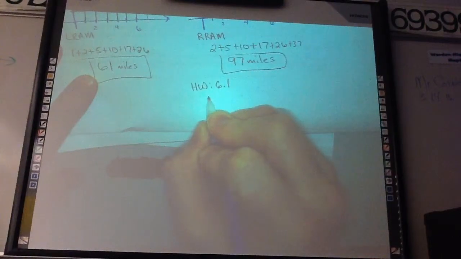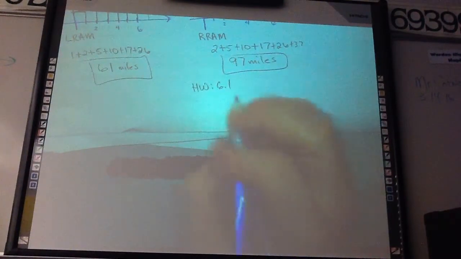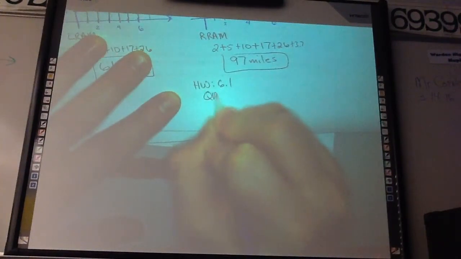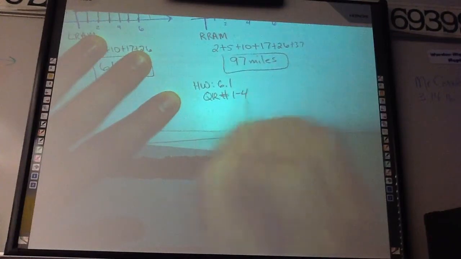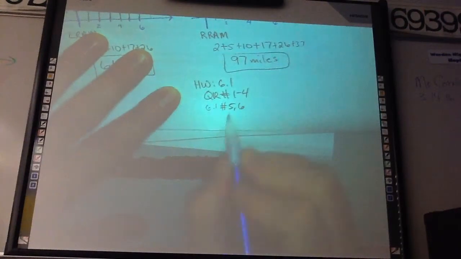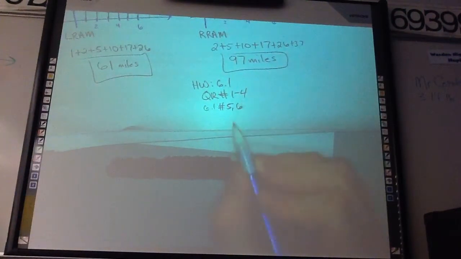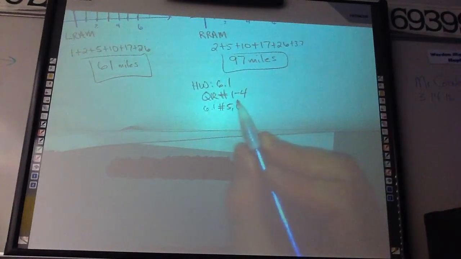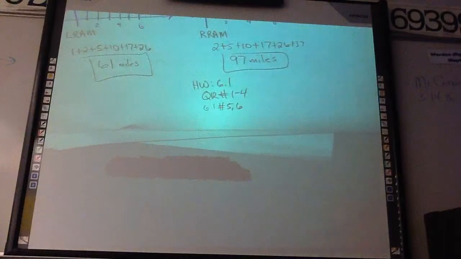6.1. Quick review, numbers 1 through 4, and regular 6.1, numbers 5 and 6. So don't be confused here, it's not 1 through 6. It's quick review 1 through 4, then go to the regular problems and do 5 and 6. And 5 and 6 is doing these 3 things. What page is this on? 274.